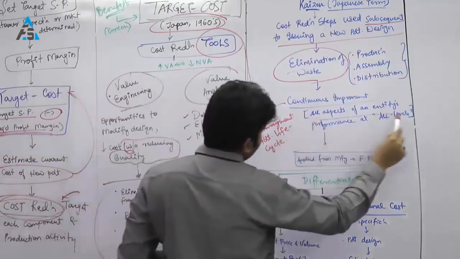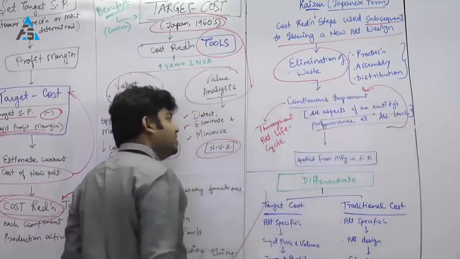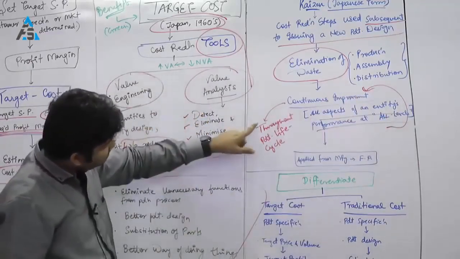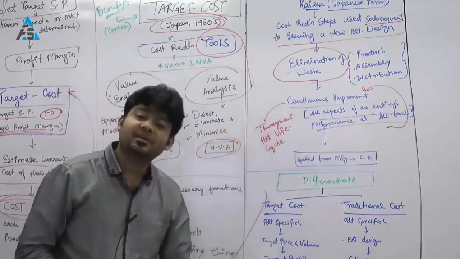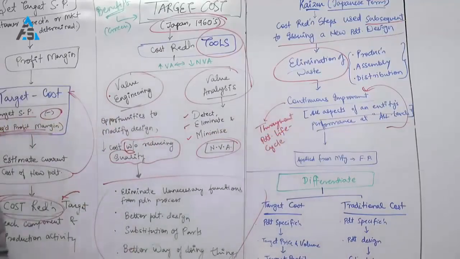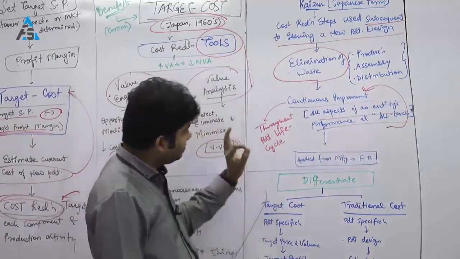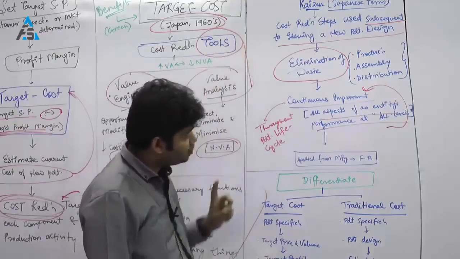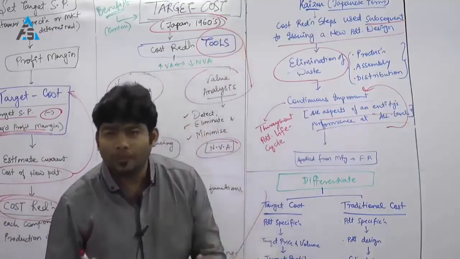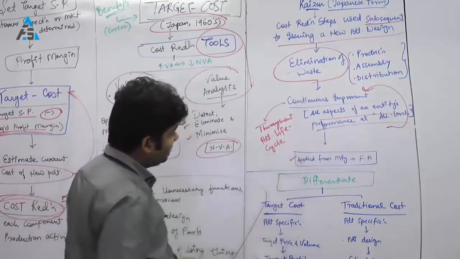Alright? So, all aspects of an entity's performance at all levels should ensure that continuous improvement is done, and it should be done throughout the product life cycle. So, from the introduction stage to the end of the product. So, growth stage, maturity stage, at all levels, Kaizen costing, which is continuous improvement, should be done in order to be competitive as far as cost is concerned. So that is your Kaizen costing.